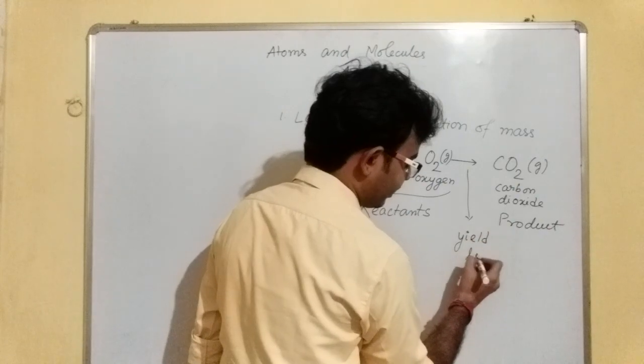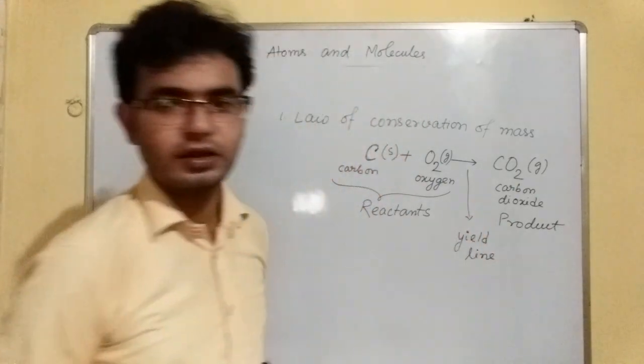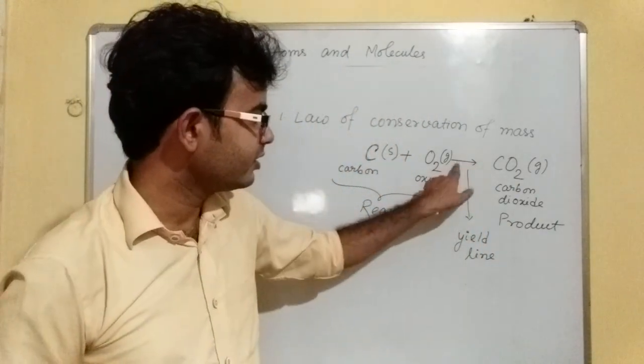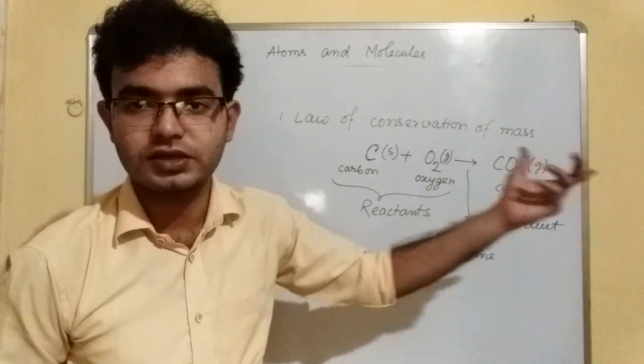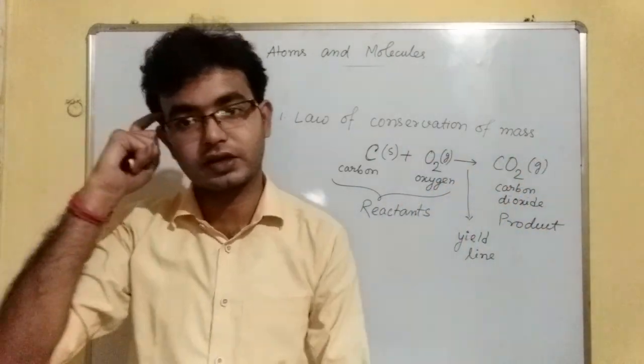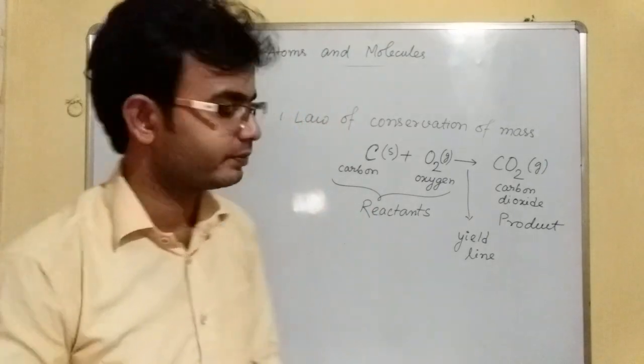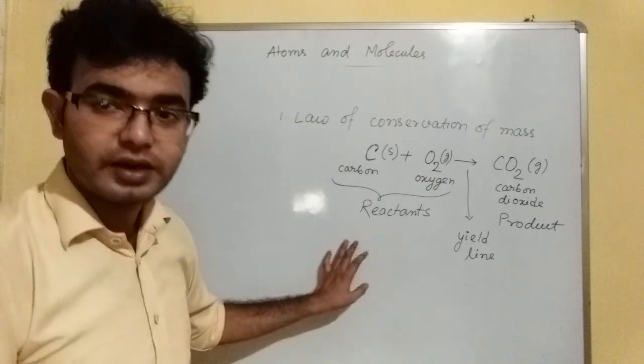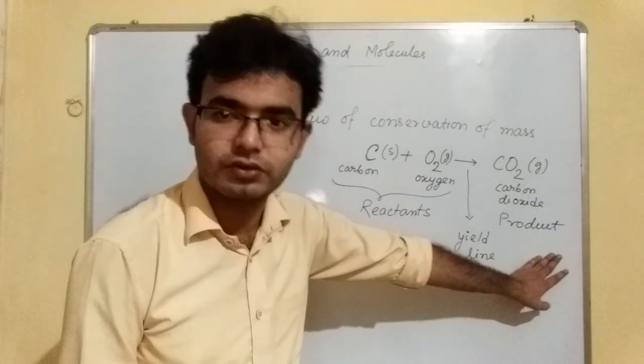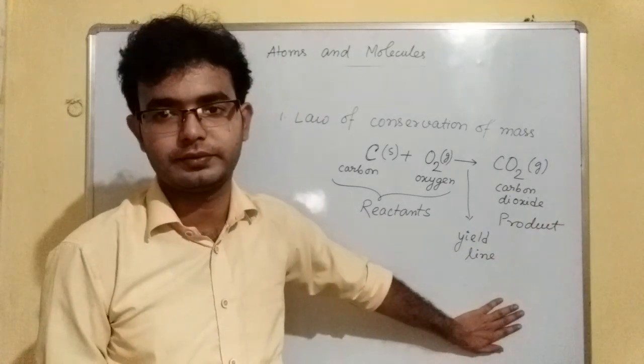YIELD. यील्ड लाइन represents the direction of reaction. किस साइड में रिएक्शन हो रहा है, इसको डायरेक्ट करता है यील्ड लाइन. ठीक है, समझ में आ गया. तो समझ में आ गया कि रिएक्टेंट क्या होते हैं, प्रोडक्ट क्या होते हैं, यील्ड लाइन क्या होता है.